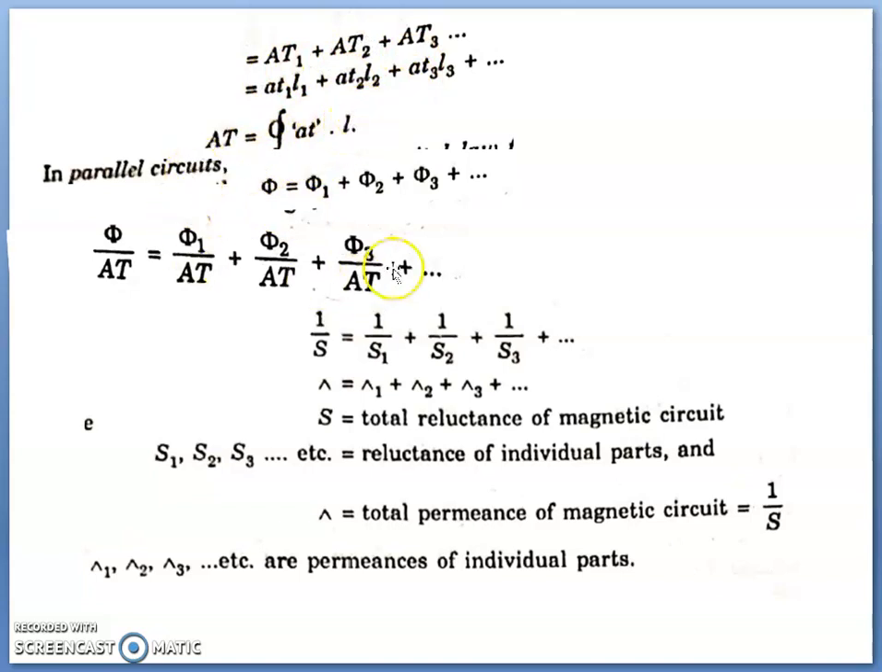In a parallel magnetic circuit, how will we calculate the reluctances? 1 by S is equal to 1 by S1 plus 1 by S2 and so on. Like R equivalent in a parallel magnetic circuit, 1 by R equivalent is equal to 1 by R1 plus 1 by R2 plus 1 by R3 and so on. The same way we calculate the reluctance in a parallel magnetic circuit, and then we substitute in the equation to calculate the total MMF.